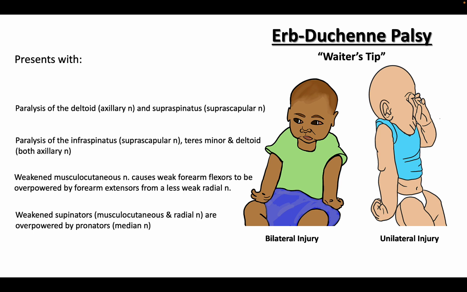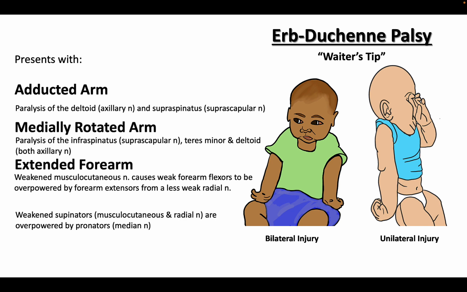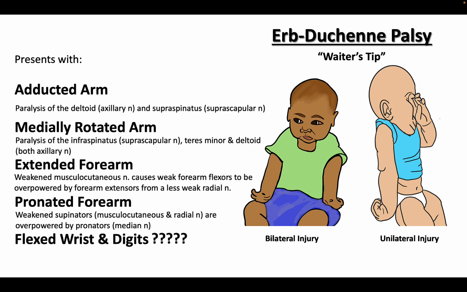So if we lost those actions, their equal and opposite actions will overcompensate, and our patient will be stuck presenting with an adducted arm, medially rotated arm, extended and pronated forearm, as well as flexed wrists and digits. But why the flexed wrists and digits? Let's get into the details.